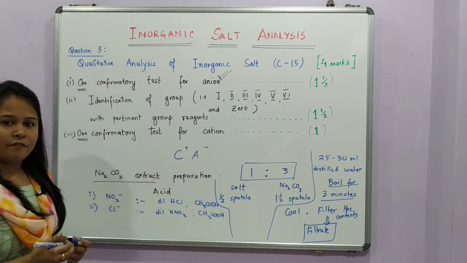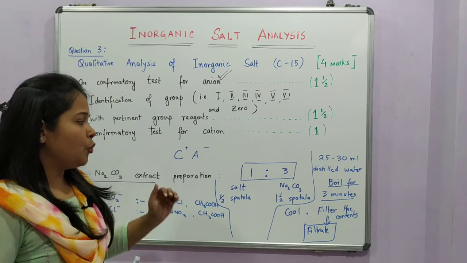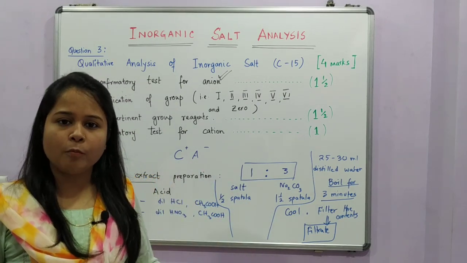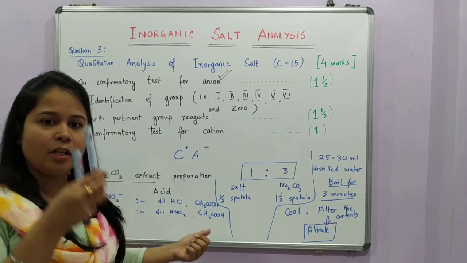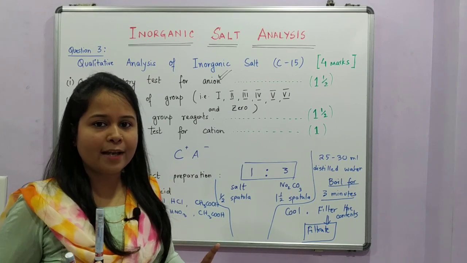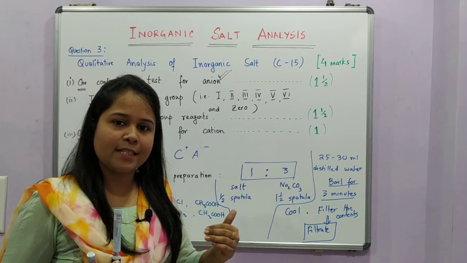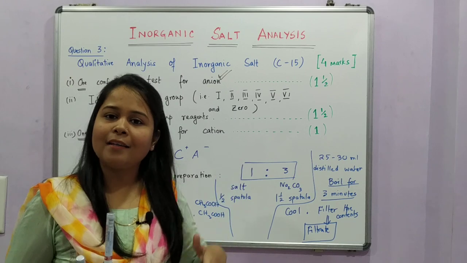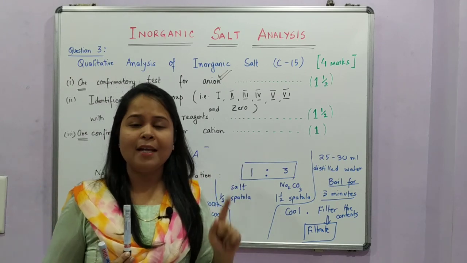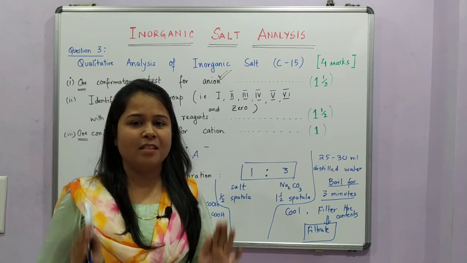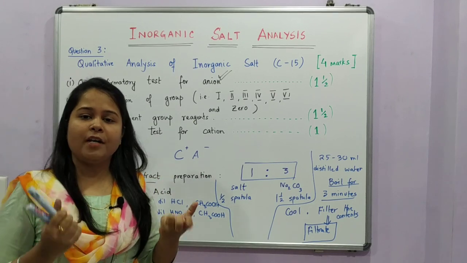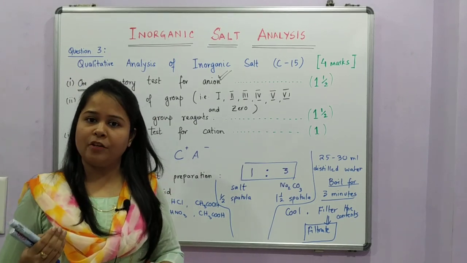So the purpose of adding this acid is to remove the carbon dioxide from the filtrate. How would you know that it has been removed? As soon as you add the acid to the contents, you see effervescence. The effervescence is because of the CO2 gas. There would be a point where the effervescence has stopped coming. That means your CO2 gas liberation has stopped. Now this is the final filtrate with which you would be going for the confirmatory test for the anion.